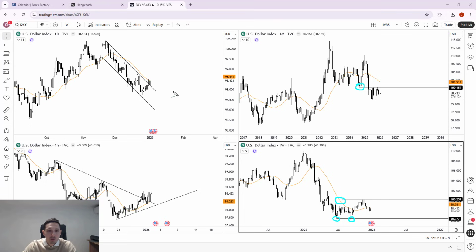And this brings us to the daily and the 4 hours, because looking at the daily here, you might be forgiven for thinking, okay, we're breaking out of this downward sloping trend line. But there's a couple of things to notice here.